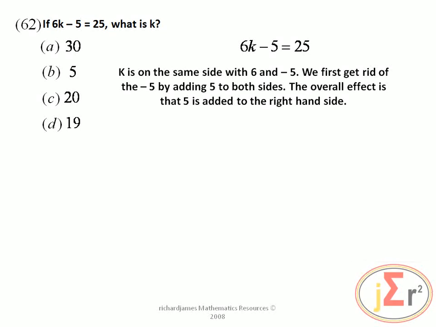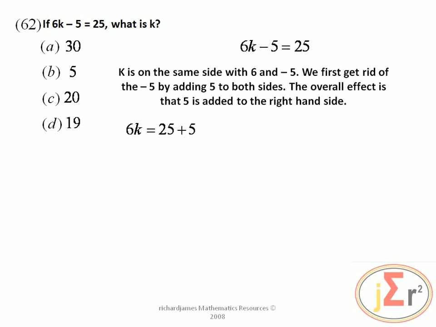The overall effect is that 5 is added to the right-hand side. Remember, we have done this quite a few times, so we should at least be familiar with it right now. We have a negative 5 here. We are going to apply its opposite on the left-hand side. Therefore, we need to do the same thing on the right-hand side. On the left-hand side, we will have additive inverses, so the negative 5 is going to be totally eliminated from that left-hand side.